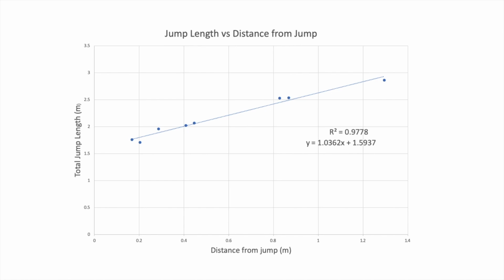From this model, you can see how the distance from the jump affects the total jump length, and it is a direct relationship. So as the distance from the jump increases, the total jump length will also increase. And we saw this with Ego and his ideal jump, his short jump, and then his really long jump.